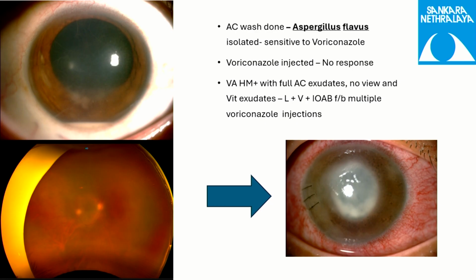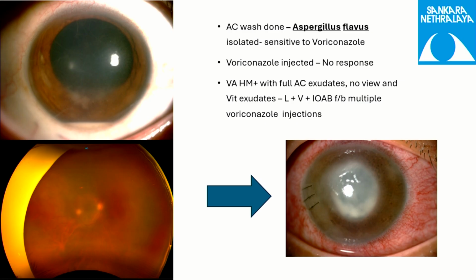So PCR shows false positivity with bacterial infection and false negativity with fungal infection. This is a case example for that. But then still fundus was okay. And I kept injecting VC, he worsened to hand movement. So at this stage, I did an AC wash. You can see that I have sutured this wound.